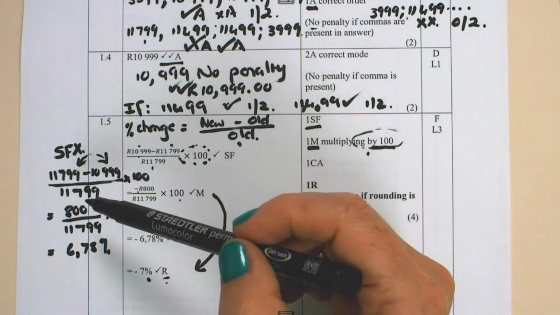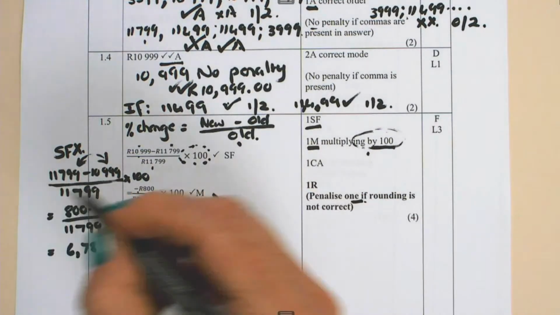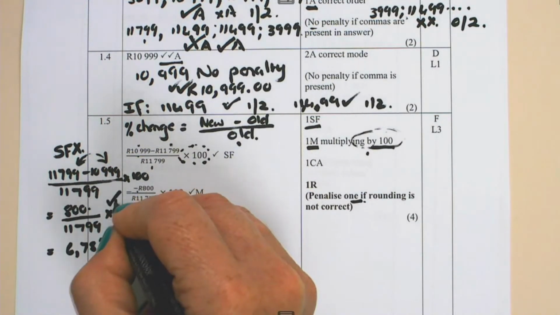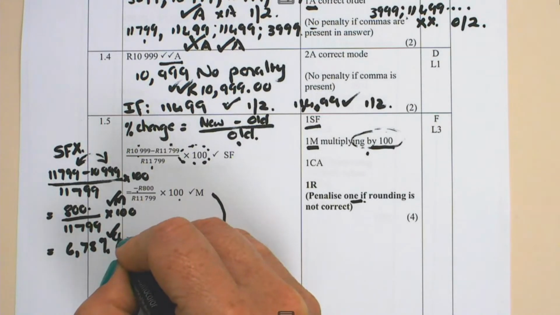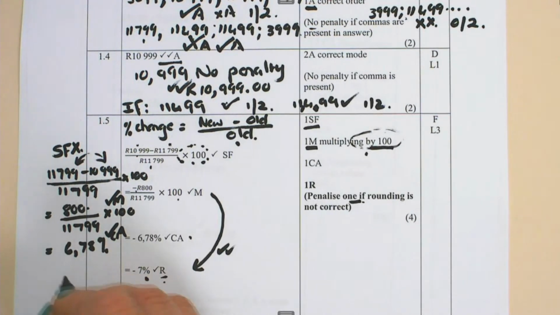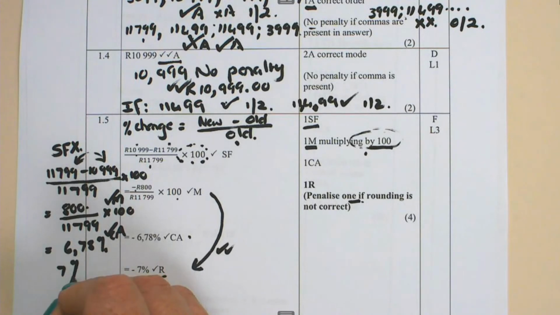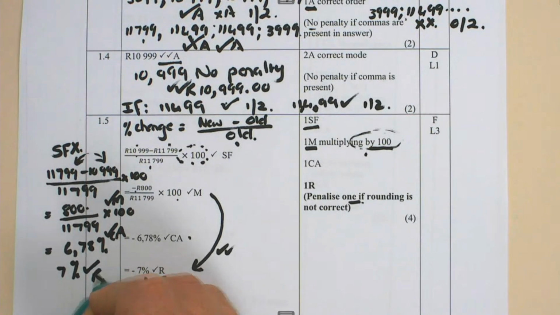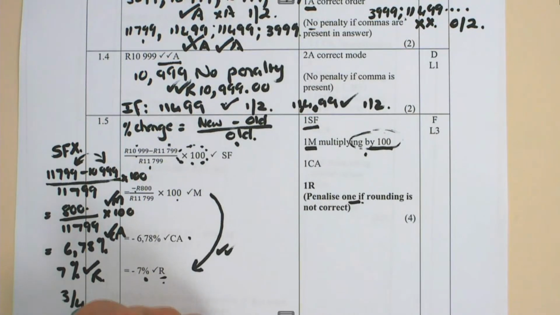If learners do that, they will lose the SF mark. But now you proceed and you give the full mark here for the method, and you give the CA, and then if the rounding is correctly done to 7%, you give also the rounding mark. So this learner can get 3/4 because the substitution is incorrect. If that can be clear.